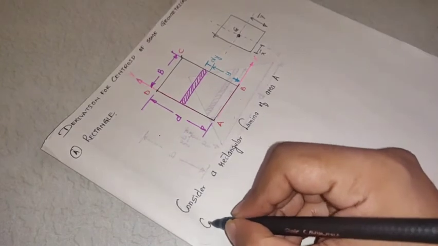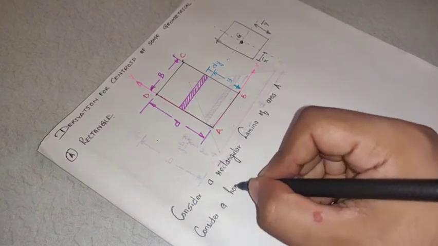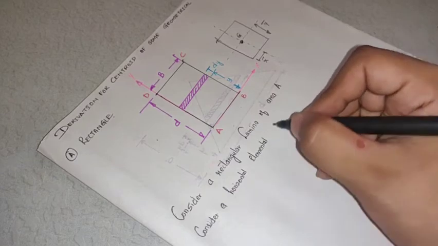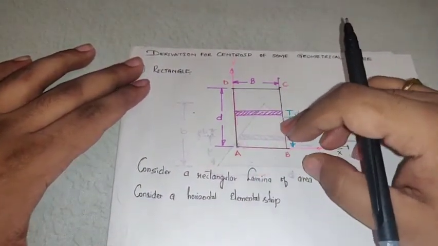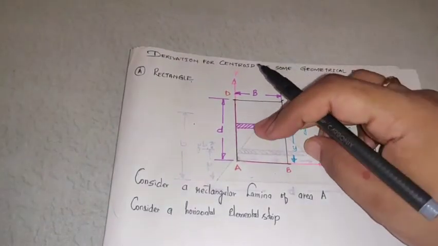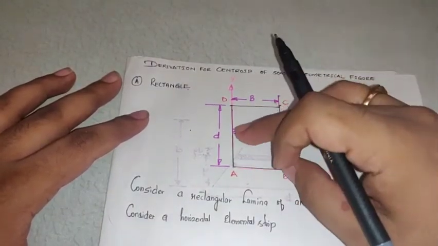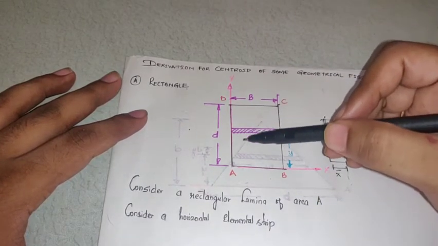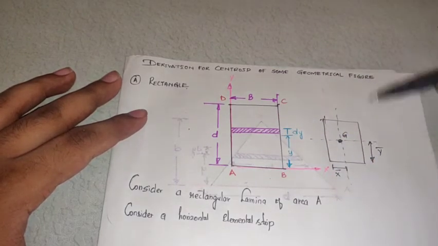Now I'll consider a horizontal elemental strip. This is the horizontal elemental strip. Why is it required to take a horizontal elemental strip? It will be easy if I calculate the centroid of this elemental strip, because it is rectangular. If I can calculate the centroid of this elemental strip, and then account for the number of elemental strips present within the rectangle, I'll get the value of x bar and y bar.